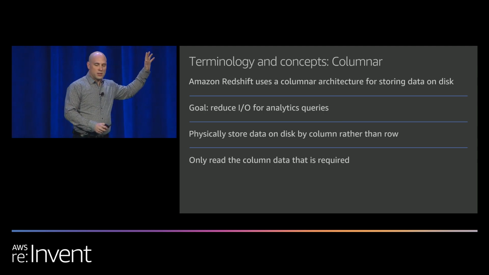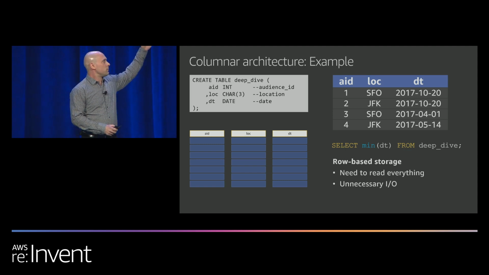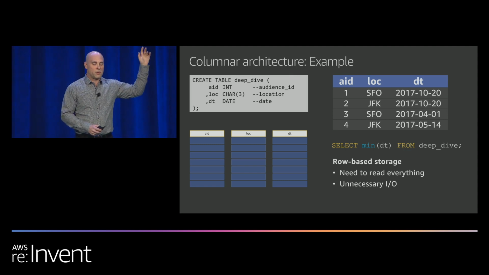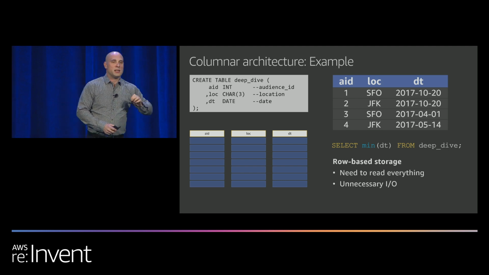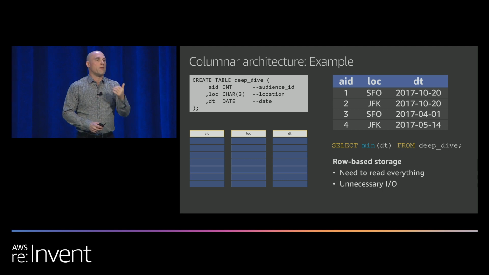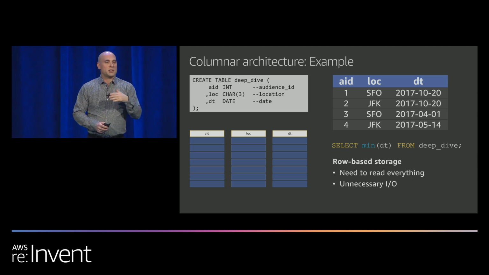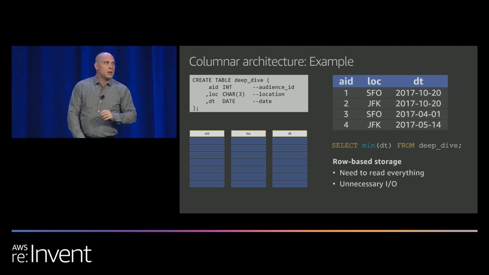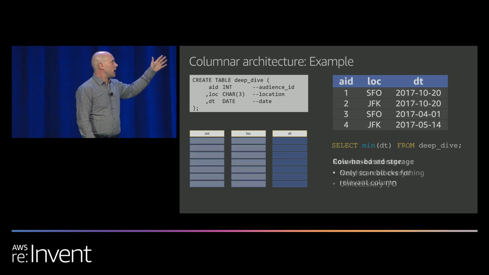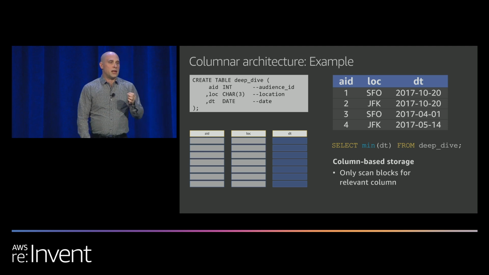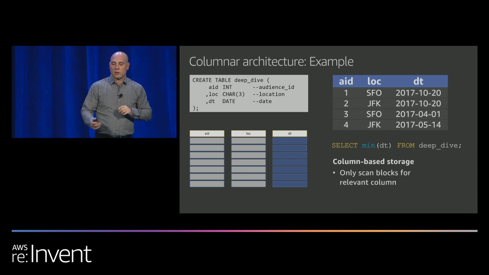Just to illustrate how this works, say we have a very simple table, call it deep dive. I have just a handful of sample rows there on the right, and I have this very simple SQL query where I'm just selecting the minimum date out of this table. If I was in a row-based database, say Postgres, I would need to scan through every record in this table to find this answer, assuming I don't have any help from an index. In a columnar data warehouse like Redshift, I can just read the data through that date column and get the answer back. So that's one of the ways that Redshift is able to achieve the performance that it can, with this columnar architecture.